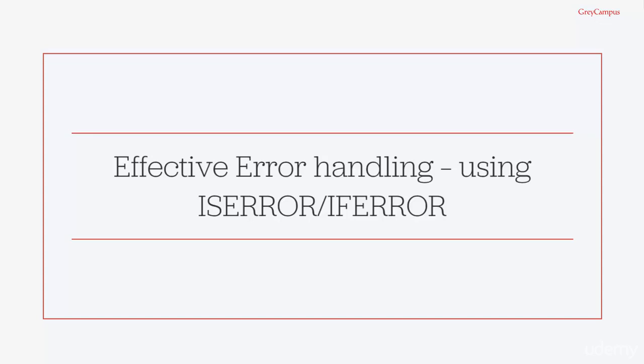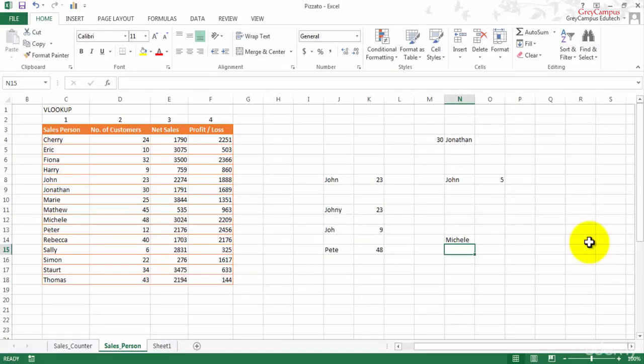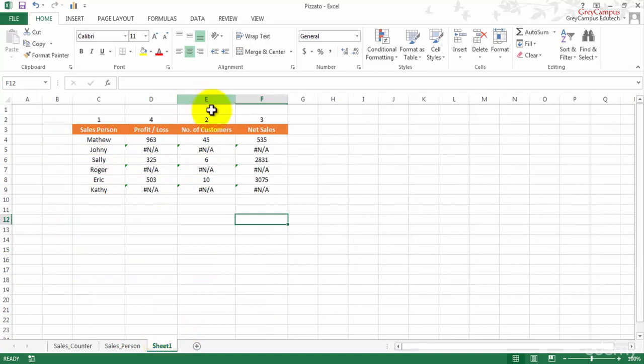Let's see now. Reverse lookup we have understood. We have understood the VLOOKUP and HLOOKUP. But if you notice, when we inserted this data in the second sheet, we encountered some errors here. So errors can be trapped and handled. If you go back to this particular sheet, you see errors are here. What you have to do is handle the errors.